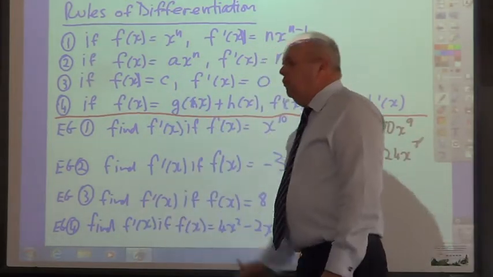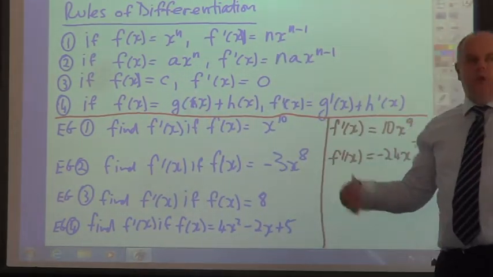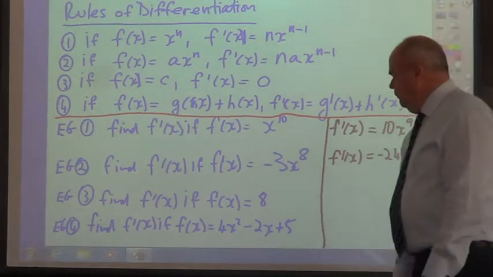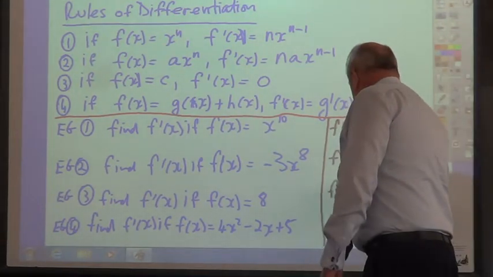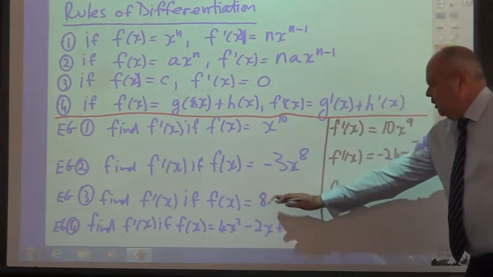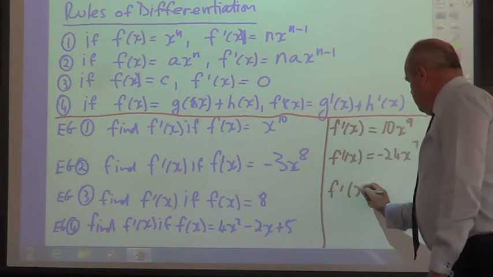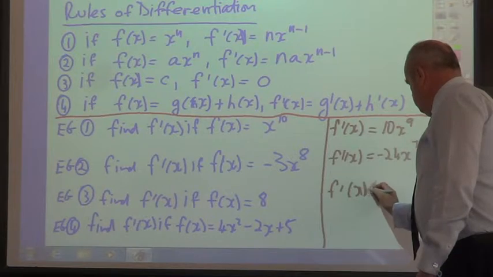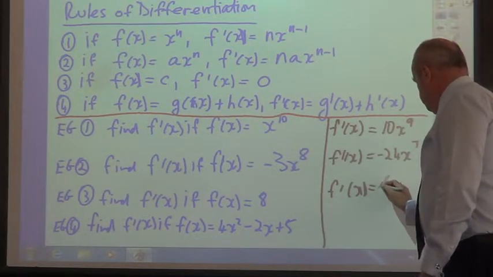Okay, the third rule is saying that the derivative of any constant, that is just a number, is going to equal 0. It wouldn't matter what my number was here in example 3, my derivative would equal 0.